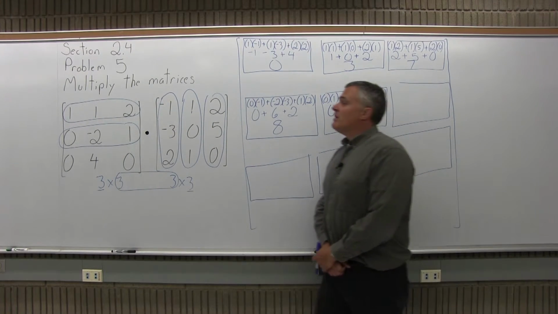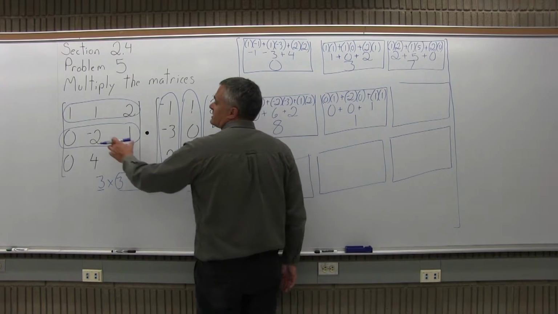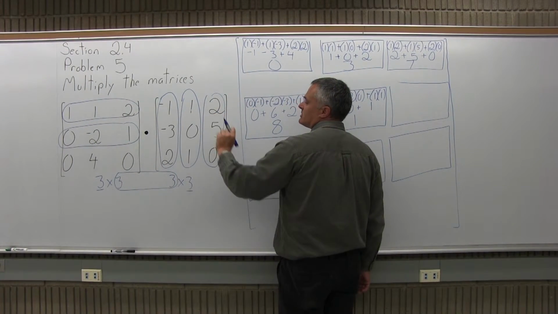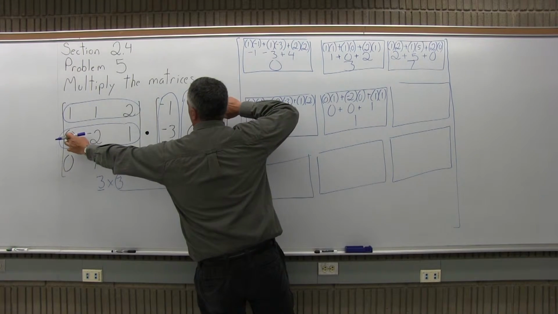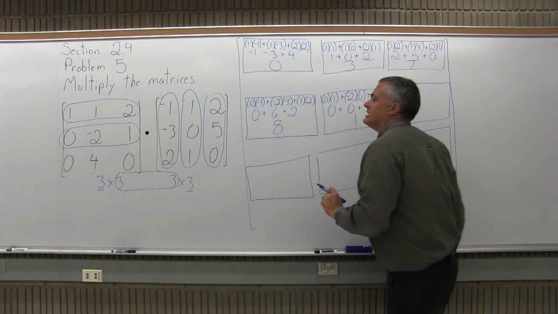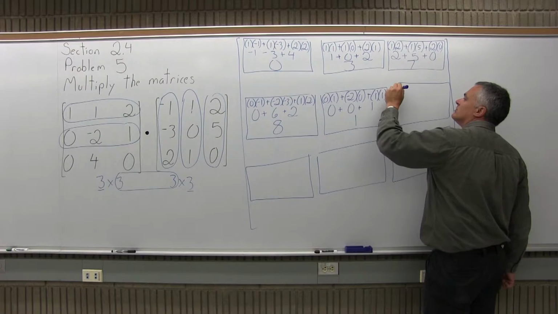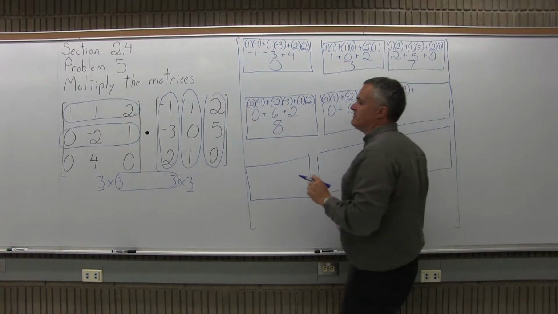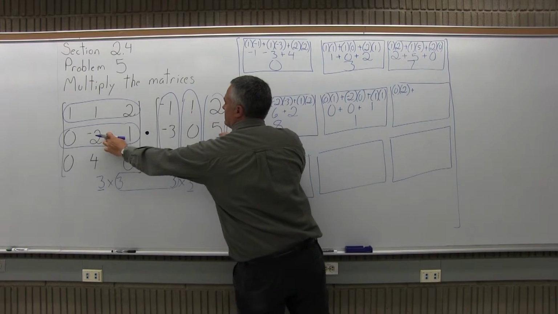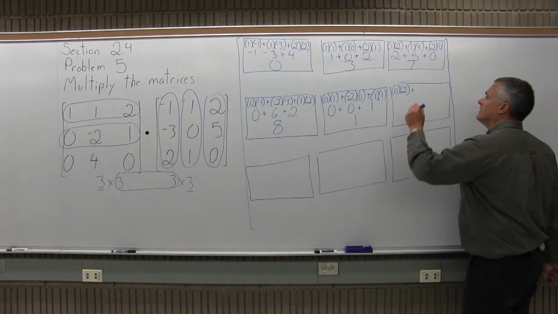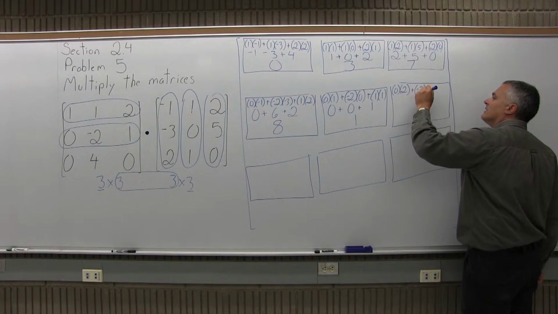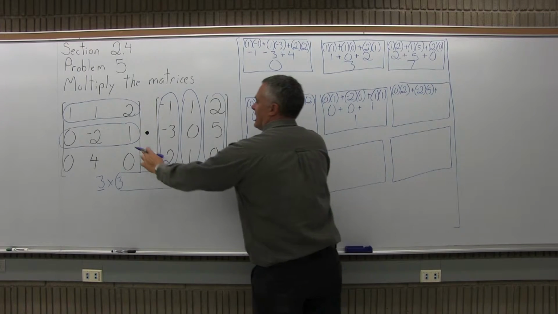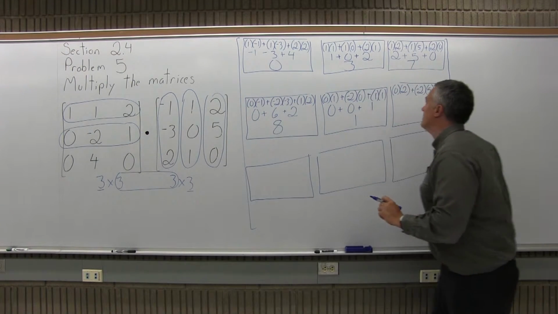So now I'm going to do the middle row of the first matrix, 0, negative 2, 1, times the last column of the second matrix, 2, 5, 0. So the first times first is 0 times 2. And then plus the middle times the middle is negative 2 times positive 5. And then finally last times last is 1 times 0.